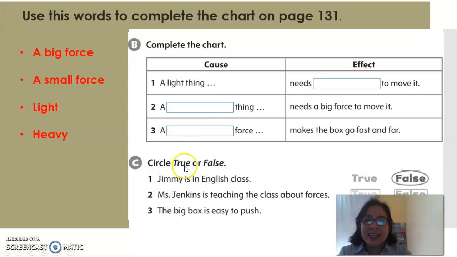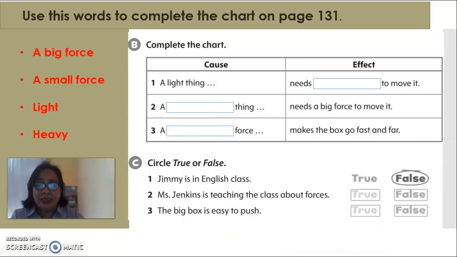The letter C says circle true or false. It says Jimmy is in English class. Mrs. Jenkins is teaching the class about forces. The big box is easy to push. So please, this true and false is related to the reading on page 130. And you can do it on your own, okay?